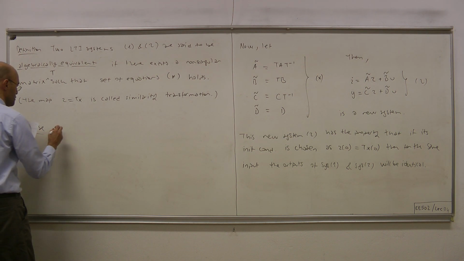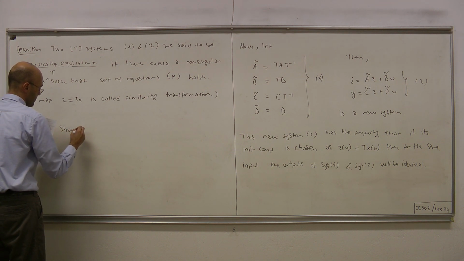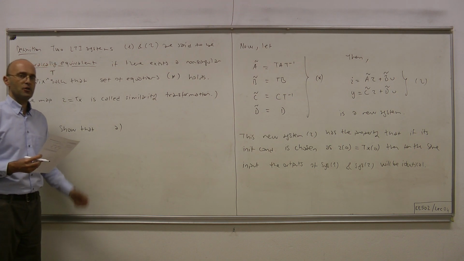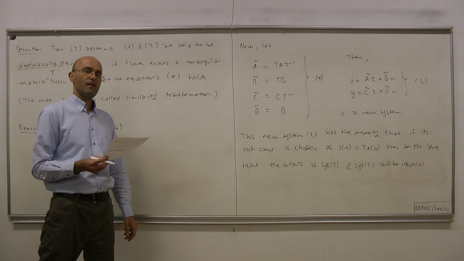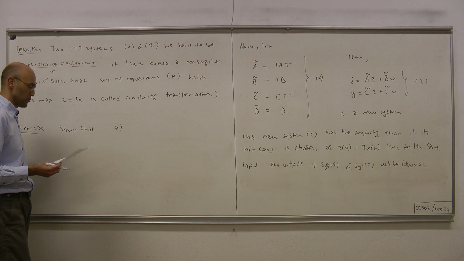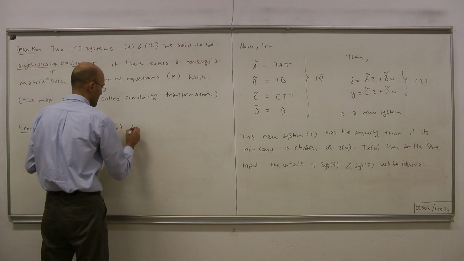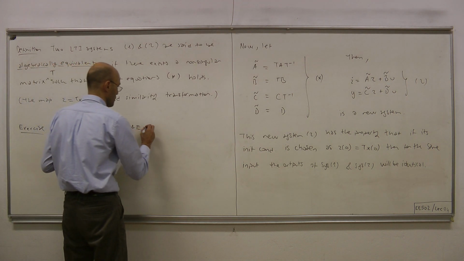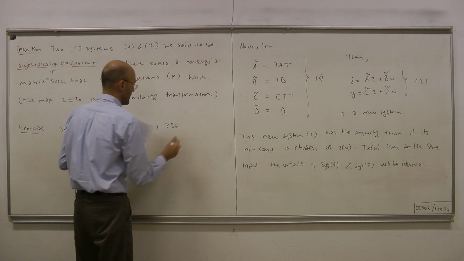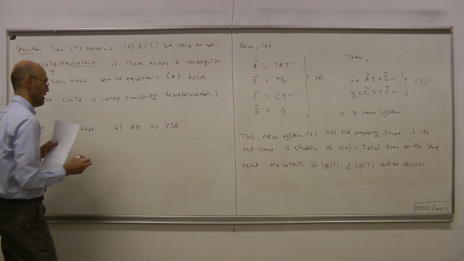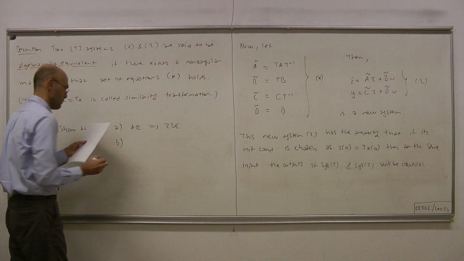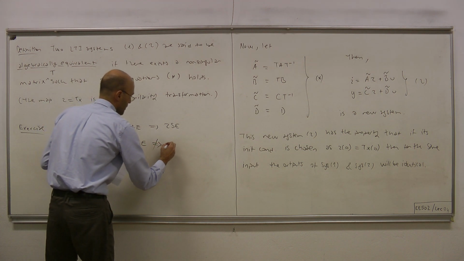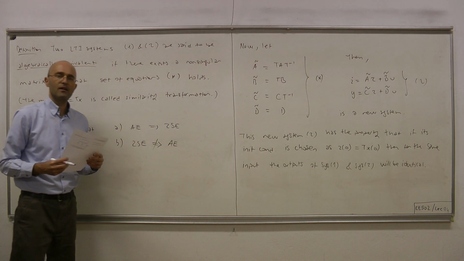Let's end this lecture with the following easy exercise. Show that algebraic equivalence is a stronger condition than zero-state equivalence, meaning that if algebraic equivalence holds between two systems, then those two systems are automatically zero-state equivalent. However, the reverse is not true. Zero-state equivalence does not imply algebraic equivalence.